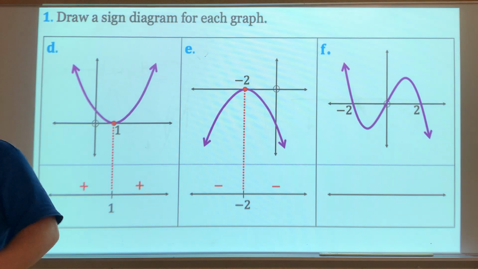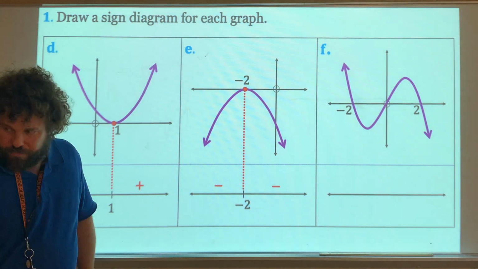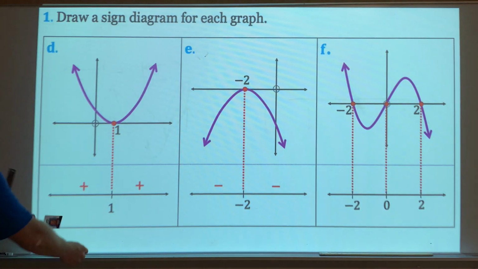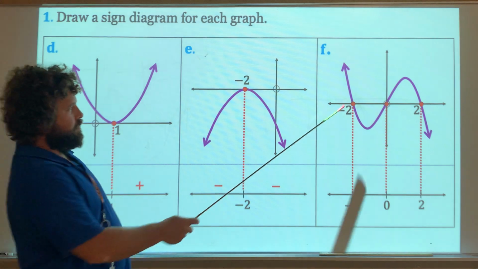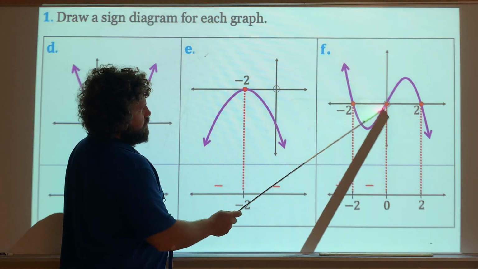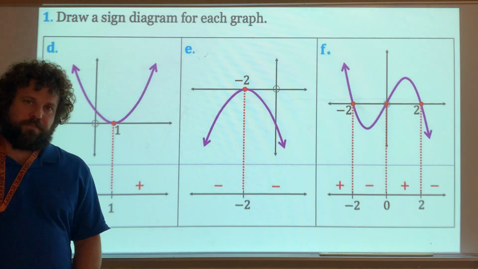The three zeros of the graph are at -2, 0, and 2. So this is above, so it's positive, below, so it's negative, above, so it's positive, below, so it's negative.